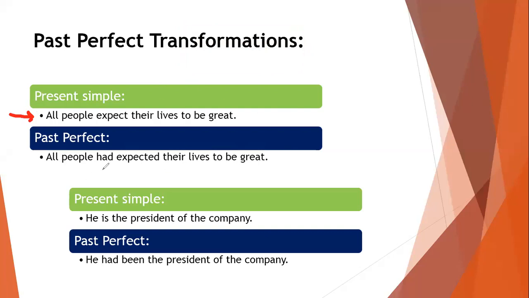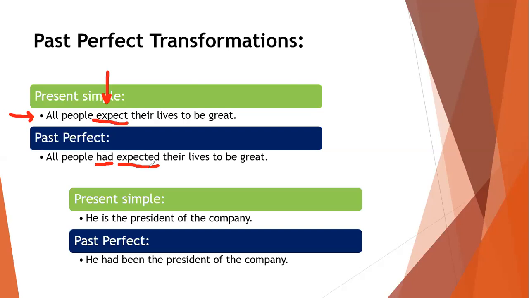As you observed in this sentence, the only active action is this one. Their lives to be great don't really affect because the be and the lives is not active. Doesn't have to do anything with the first part of the sentence. So the only changes, all people, as we can do, we only add the had and the transformation of expect, which is the past participle, had expected. All people had expected their lives to be great.